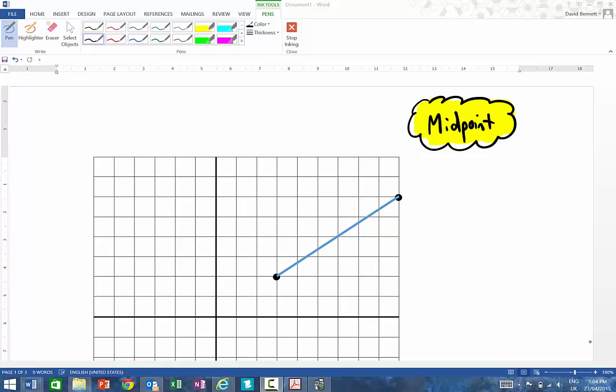Today we're going to be looking at the concept of a midpoint, and we'll sort of build up our formula, I think, rather than me telling you what it is. Alright, so let's just look at these points I've got on my graph.